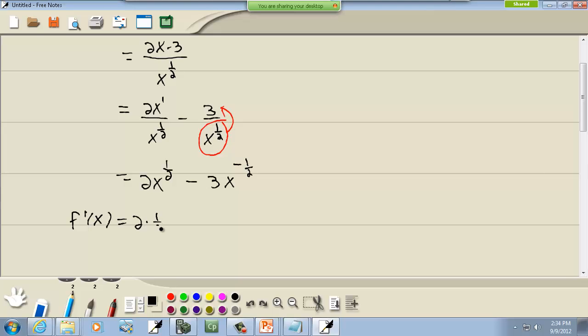Take our power, put it out in front, lower it by 1. 1/2 minus 1 gives us negative 1/2. Take our power, put it out in front, and lower it by 1. Negative 1/2 minus 1 is going to give us negative 3/2, but I'll show the step.